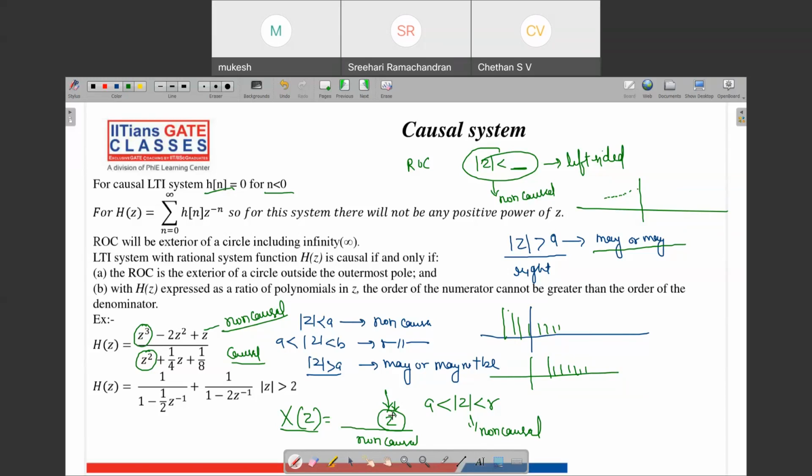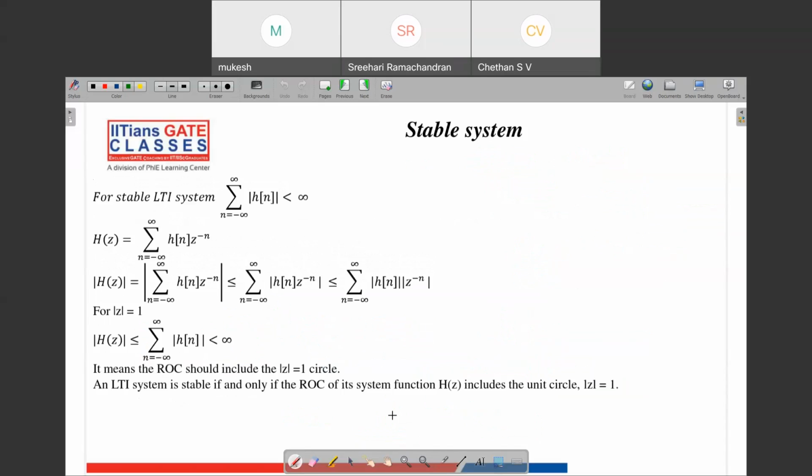Okay, let me go to the next slide then. Next is the stable system. So from the h of n, or the impulse response, we know that the system will be stable if it satisfies this criteria. Now let's take this H of z, which is the z transform of h of n, and let's take the mod of it.